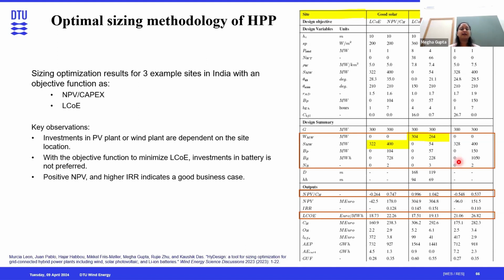So it is also important what objective function we are selecting for our sizing optimization. And of course, if we have a positive NPV and a higher internal rate of return, that indicates that it's a good business case, and we can go ahead with it. But of course, the negative values are not generally preferred. And if you are trying to minimize LCOE, then you may find a negative NPV in some cases.